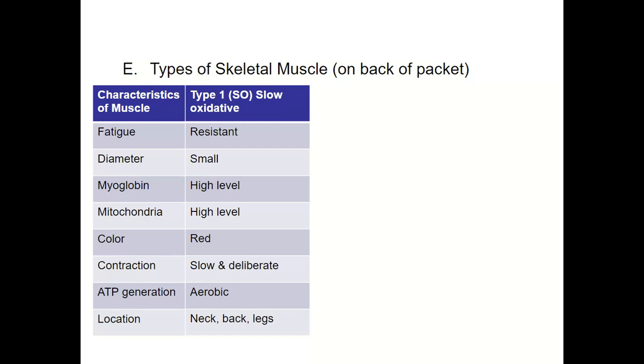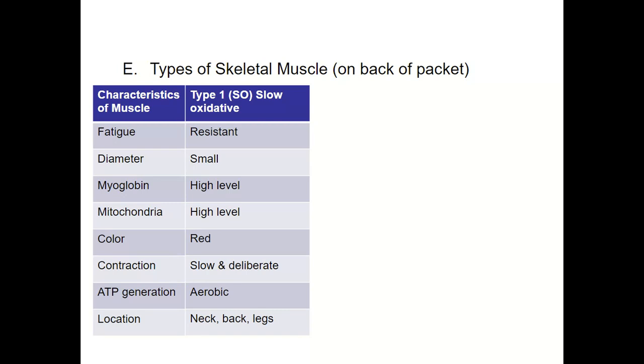So if you look at these cells, they tend to be very fatigue resistant because they are using aerobic respiration. They're very small in diameter, so they're pretty tiny little cells. They have tons of myoglobin in use for aerobic respiration, also tons of mitochondria to produce a lot of ATP from that oxygen. They have a very red color because they contain a lot of myoglobin, and they're very slow and deliberate. So these cells don't respond quickly, but they last a really long time. So think about a marathon runner versus a sprinter. These would be the marathon runner muscles.